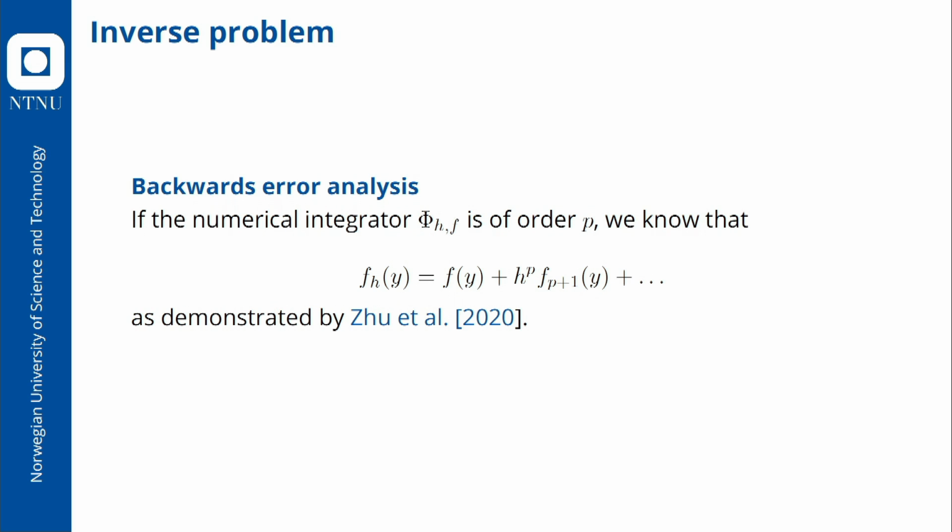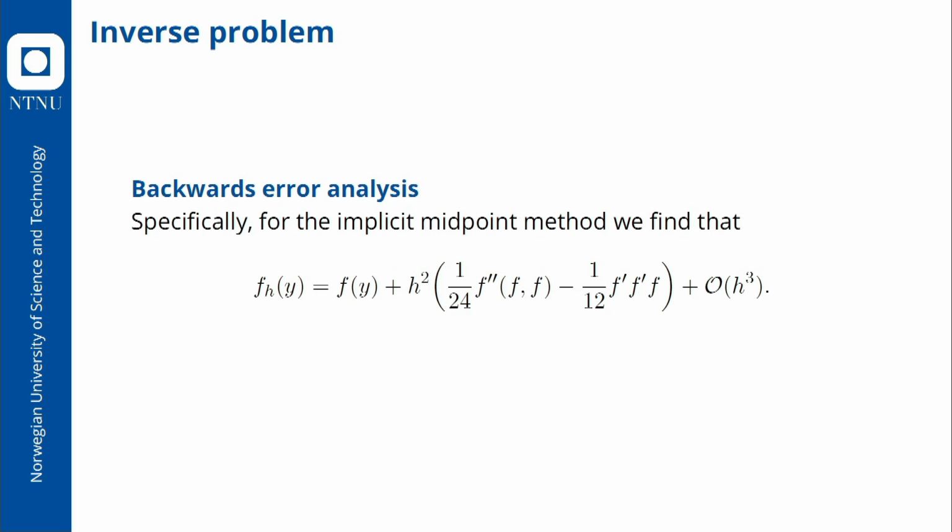It's not too hard to show that this inverse modified vector field, f subscript h, agrees with the original, or the underlying true vector field, with a leading order error term h to the power of p, if the numerical integrator is of order p. So if we have a numerical integrator that is of higher order, we will have a greater agreement with the inverse modified vector field, which is the vector field that gives us zero loss in the optimization problem.